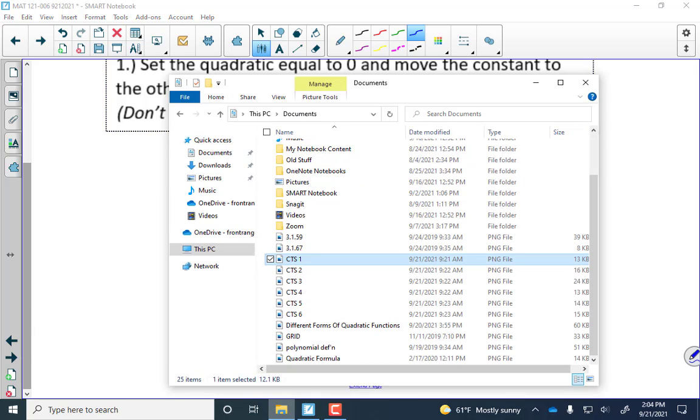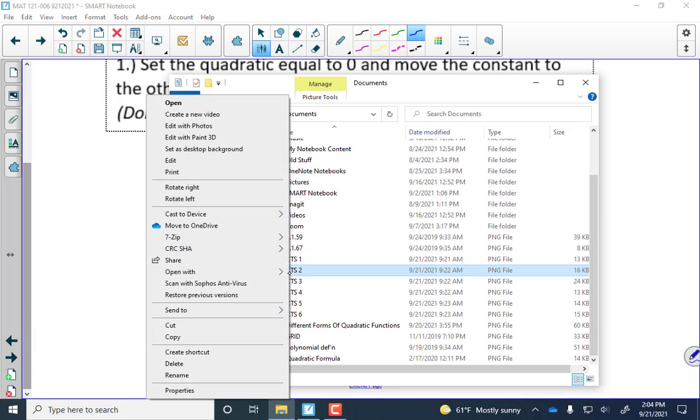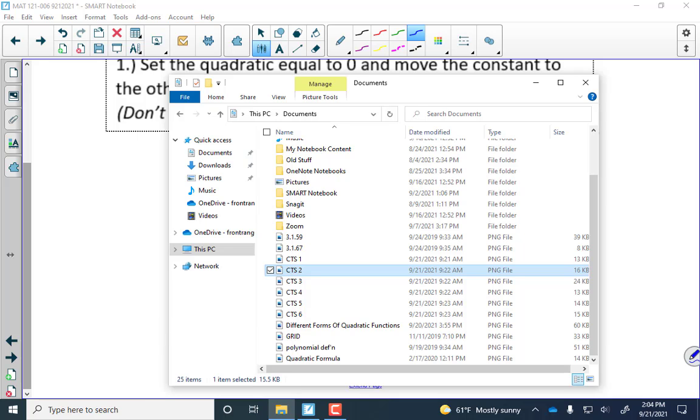Okay, next step. Like I said, there's a lot of steps here, but of course, I'll post this after class so you can look through it at your leisure.